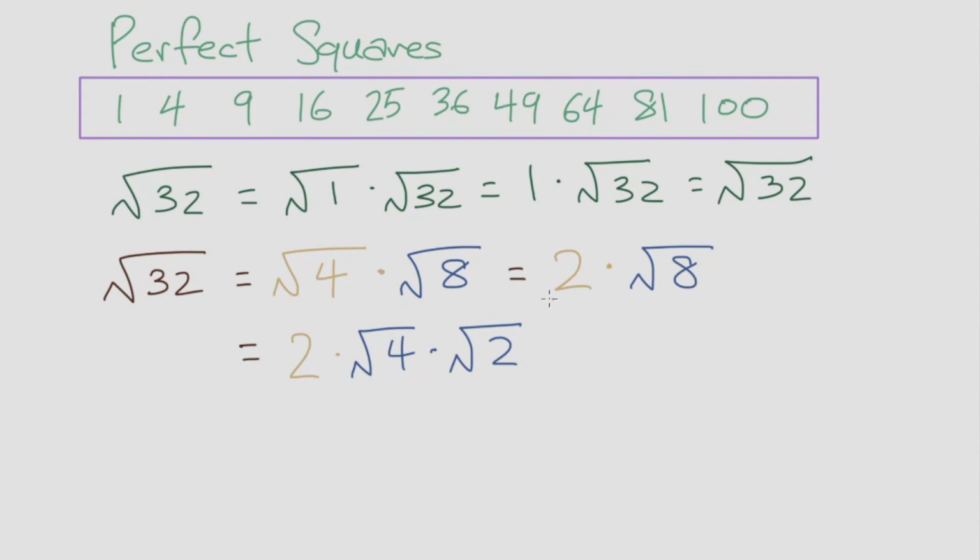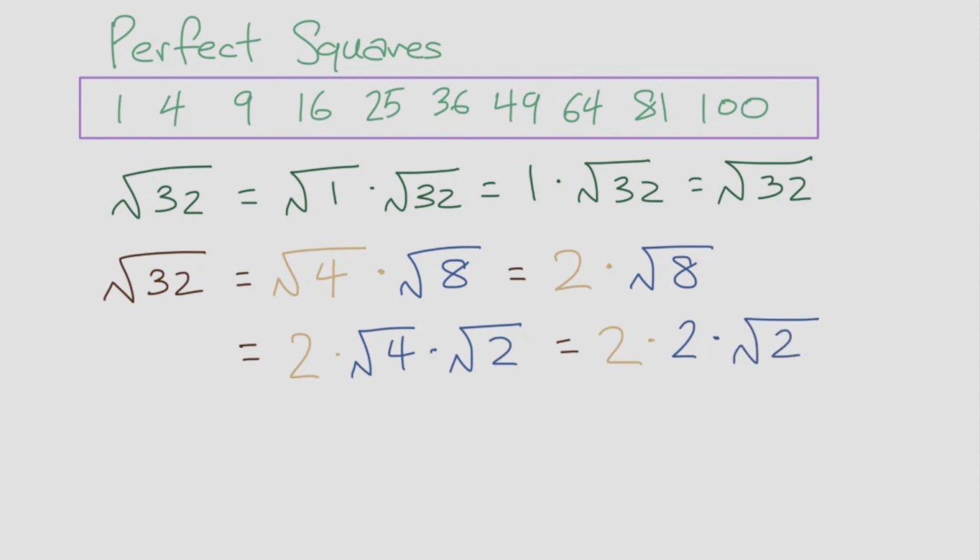Notice how we did that. We just took that root 8 and we factored it again. So we're factoring twice this time. That whole thing is equal to 2 times, well, root 4 is equal to 2. So that's 2 times 2 times another root 2, which gives us the following.